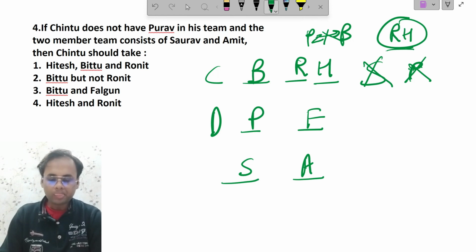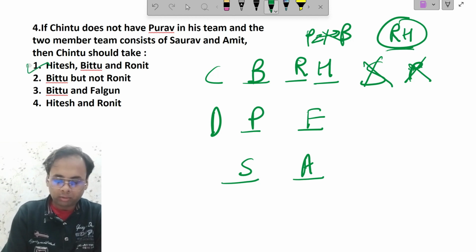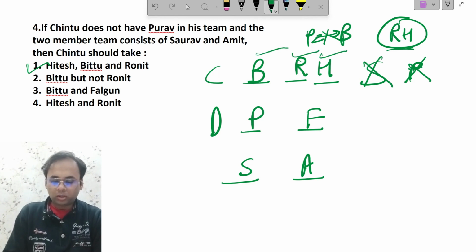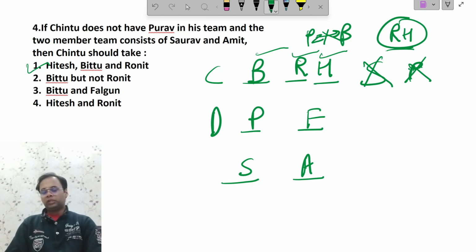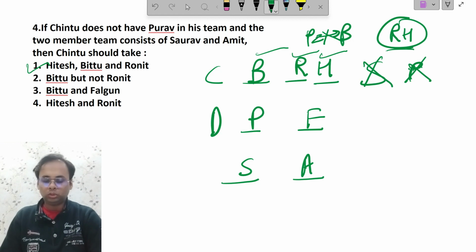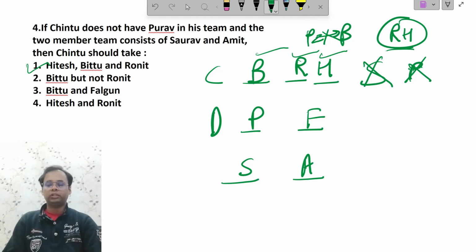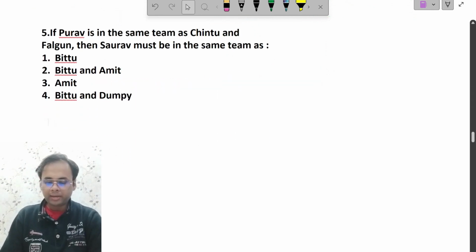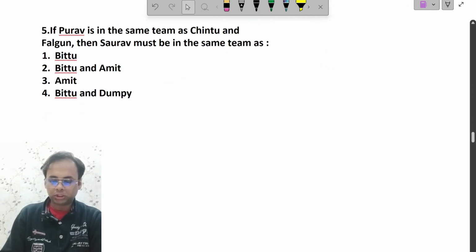So the question is, then Chintu should take which one? Hitesh, Bittu and Ronit, which is the right one, because Chintu is taking Hitesh, Bittu and Ronit. Second option, Bittu but not Ronit. Actually we don't need to see other options because the first option is satisfying, because Chintu is taking Hitesh, Bittu and Ronit with him. So this is the right answer. Next sub question.